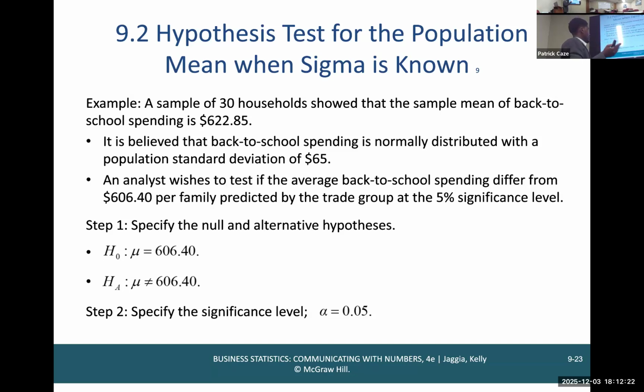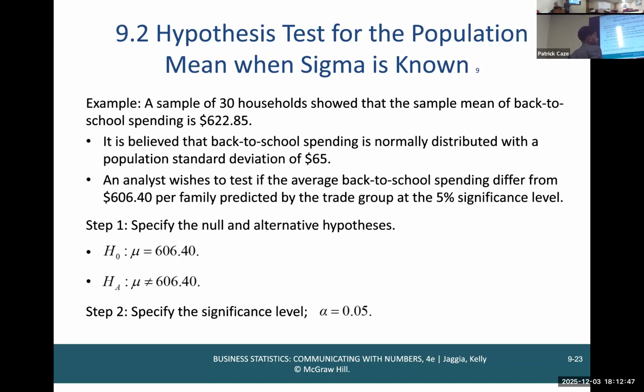Mean, okay? And then you have your null, okay? 606, right? Does the average back to school spending differ from 606 per family predicted by a trade group at the 5% significance level, right? So here is where you're getting your null and your alternative, right? Because this is what I'm trying to test. All right, this is what's given to us as just the status quo, all right?